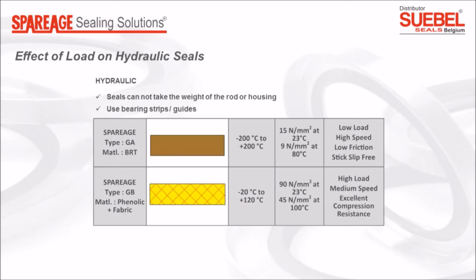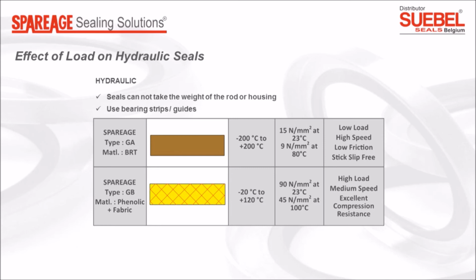Bearing strips are available in different materials for different load factors related to temperature. The higher the temperature, the lower the load bearing capacity. Bronze-filled Teflon bearings are suitable for temperatures up to 220 degrees centigrade and have a load bearing capacity of 9 to 15 newtons per millimeter square.